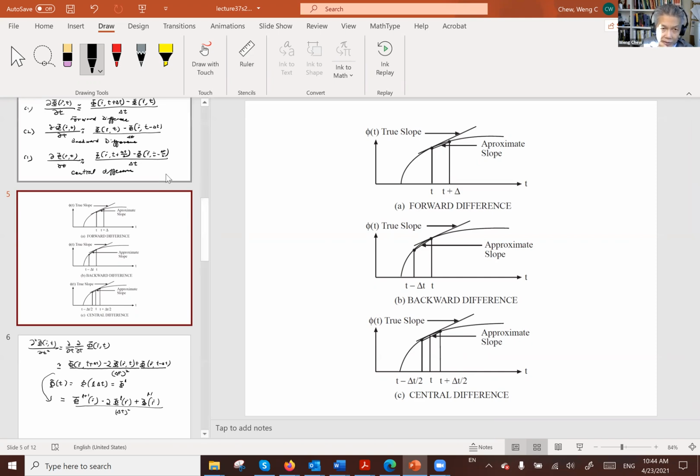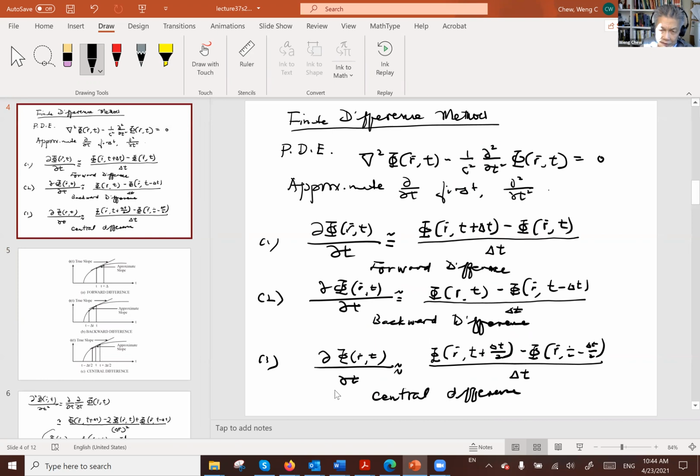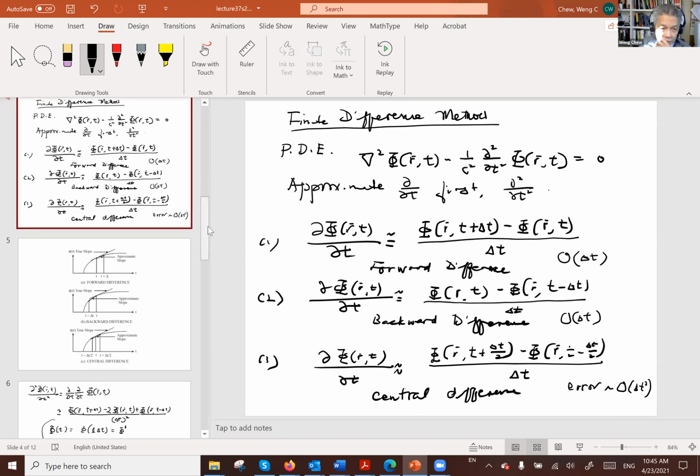And you can also show that by Taylor series expansion. If you do a Taylor series expansion of this function, you can show that the error of this is order delta t squared. Whereas the error here is order delta t for this method and order delta t for this method. So the third method is the most accurate of the three.